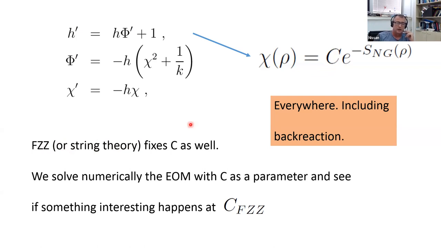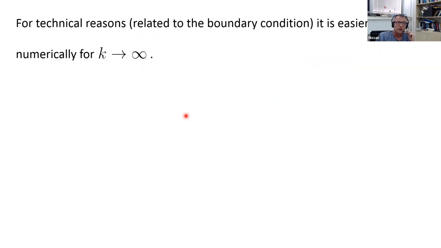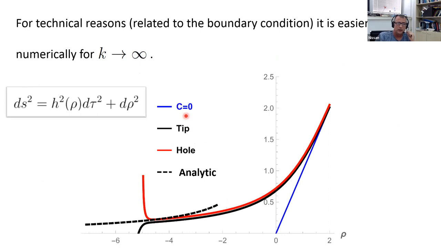So if I go back to the complaints about the validity of this set of equations, the fact that the critical behavior you find for this set of equations happens exactly at the same value that is fixed by string theory is, to me, a very strong indication that maybe it is justified to use these equations in spite of the complaints that I was making at the beginning. There are various reasons, which I'm not going to discuss here, why it is easier to solve things numerically when you take k to infinity, and this is what we'll do. And if you do that, this is what you get.